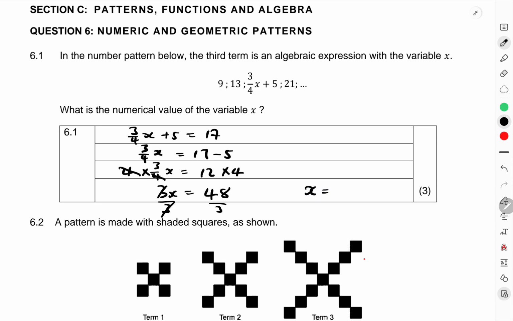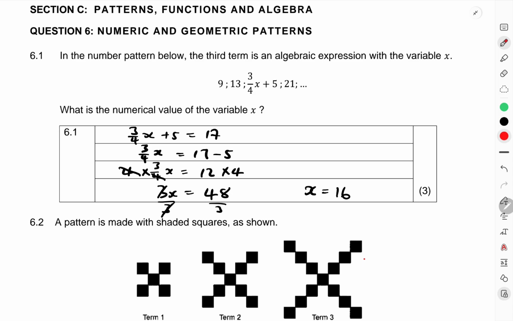Therefore, the x value will become, what is 48 divided by 3? Therefore, the value of x, it has to be what? It has to be 48 divided by 3. The value of x has to be 16.